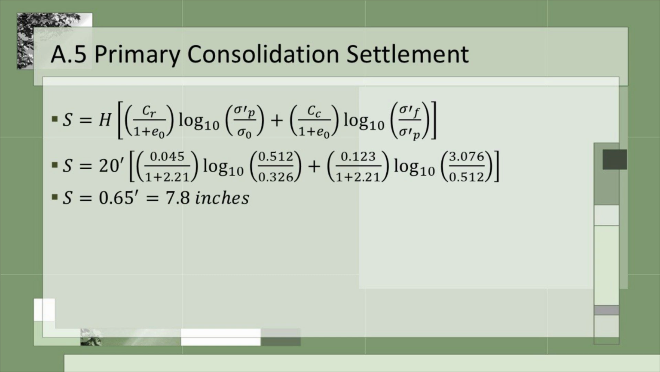Using the values provided in the soil parameters table, along with the initial and final effective stresses determined in the previous slides, I calculated the primary consolidation settlement due to the fill loading. For layer 2, the resulting settlement is 0.65 feet, or 7.8 inches, which well exceeds the allowable displacement and would need to be addressed in the design.